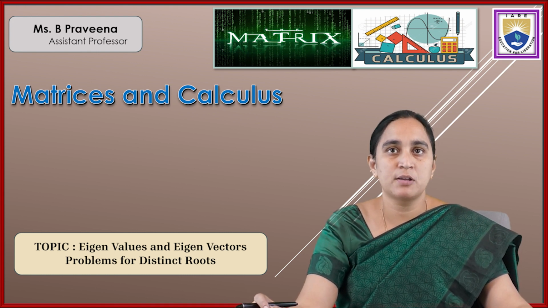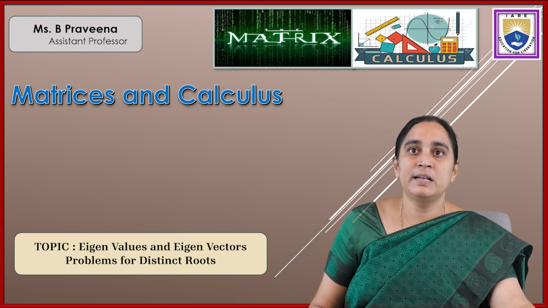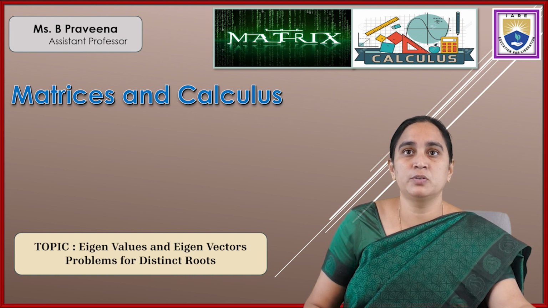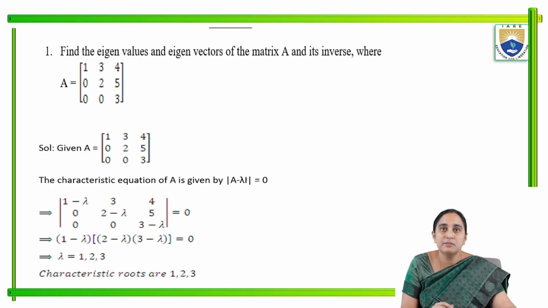Today I want to discuss eigenvalues and eigenvectors and related problems for distinct roots. From that, I'll take the first question: find the eigenvalues and eigenvectors of the matrix A and its inverse, where A is [1, 3, 4; 0, 2, 5; 0, 0, 3].